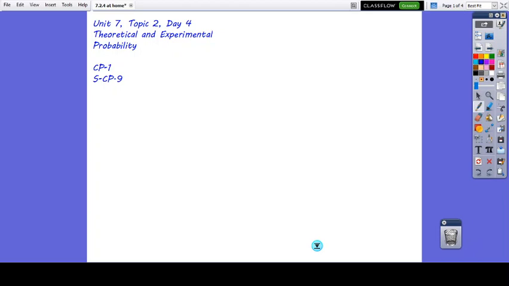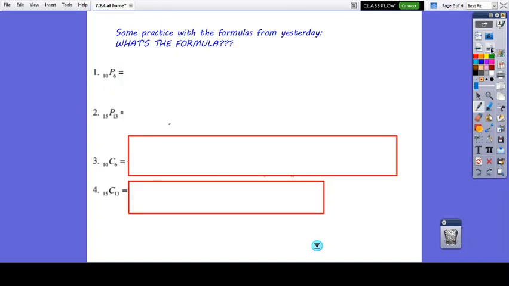So Unit 7, Topic 2, Day 4, Theoretical and Experimental Probability. We're talking about permutations and combinations here. If you look at the top of your page, it gives you the idea of permutations and combinations that we talked about at the end of the lesson yesterday. And it gives you 4 problems. See if you can try those formulas and fill those formulas in just based on what you see, and see what you get as an answer, and then check back here and see if we have the same thing.